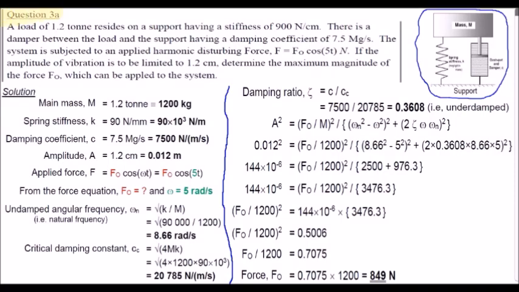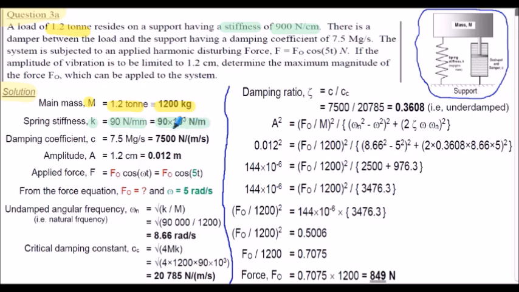Question 3a, here's the solution. Again, ensure you extract the information from the question carefully. Our load in this case, or our main mass, capital M, it's 1.2 tons, so that's 1200 kilograms. Be careful, the support stiffness is 900 newtons per centimetre, so K is actually 90 newtons per millimetre, so that's 90,000 newtons per metre. Again, you might want to use a unity bracket to help structure these conversions.